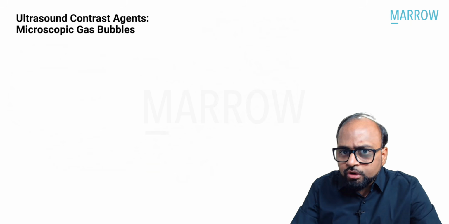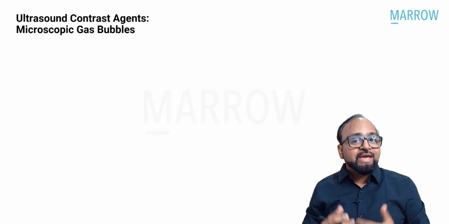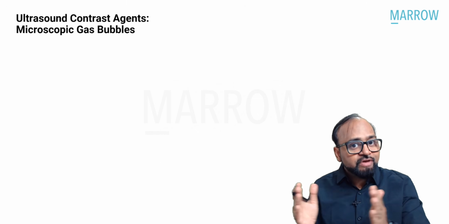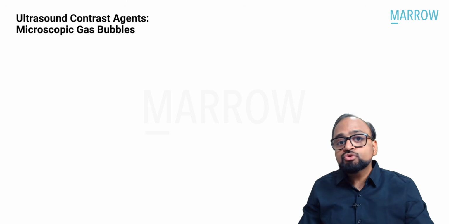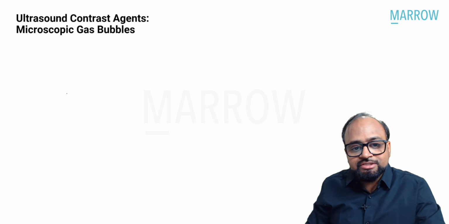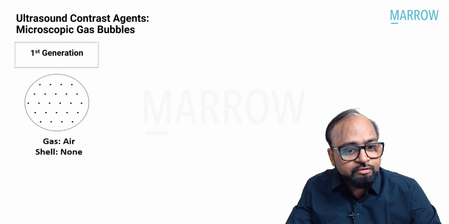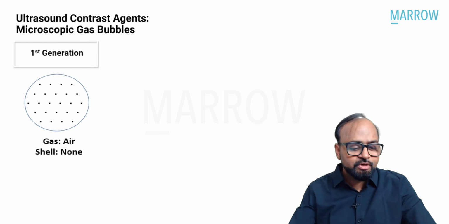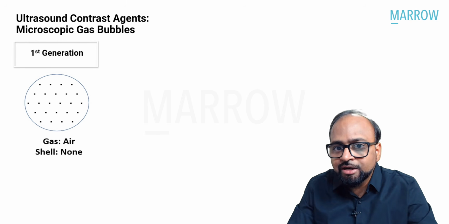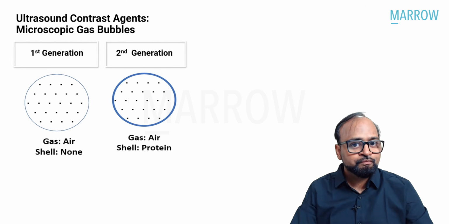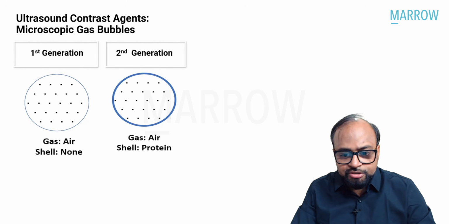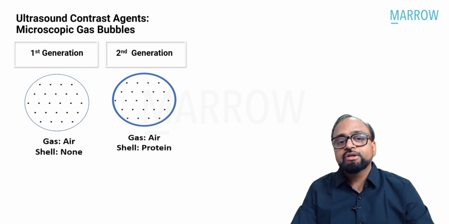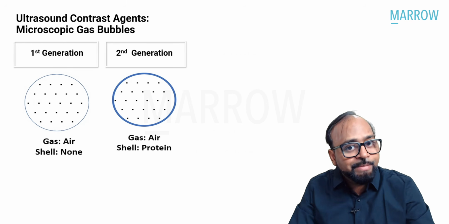What about ultrasound contrast agents? Ultrasound is a mechanical wave, compression and rarefaction, right? The contrast agents used in ultrasound are microscopic gas bubbles. First generation has gas without any shell around it, so they are unstable. If you inject it, by the time they reach the target organ, they will disintegrate. Second generation ultrasound contrast agents have a protein shell, so they are relatively longer lasting, and better.